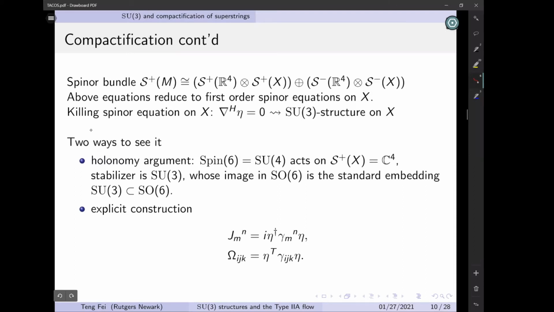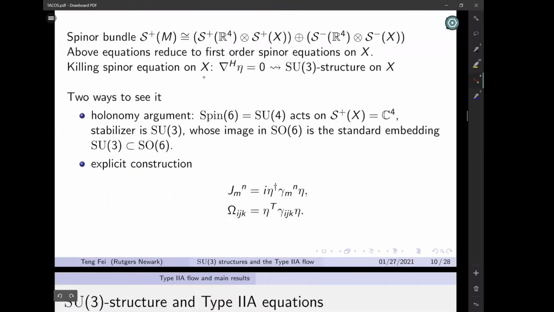And there are actually two ways to see it. The first one is more geometric. This is like a holonomy argument. So X is a 6-manifold. So there's this Spin(6) group acting on the spinors, but this group is isomorphic to SU4. So it acts on the spinor bundle, and at each point, it's just C4. So this action is just the usual standard action, SU4 on C4.